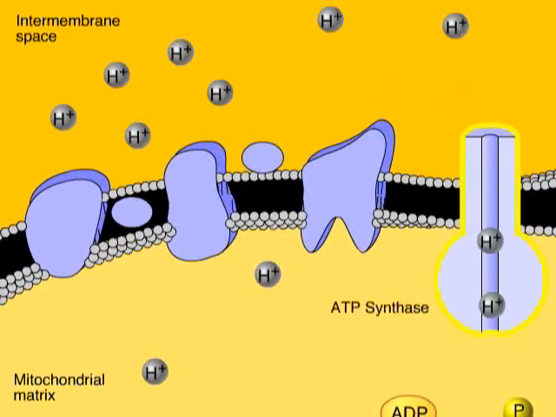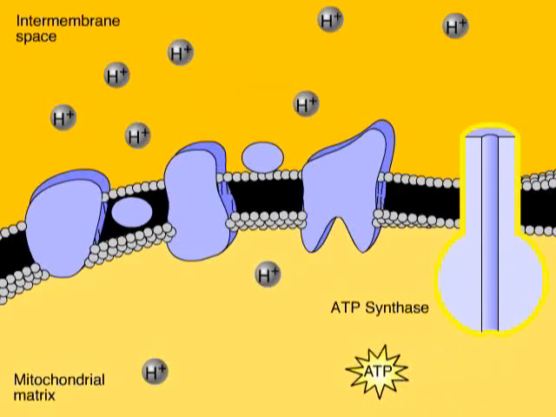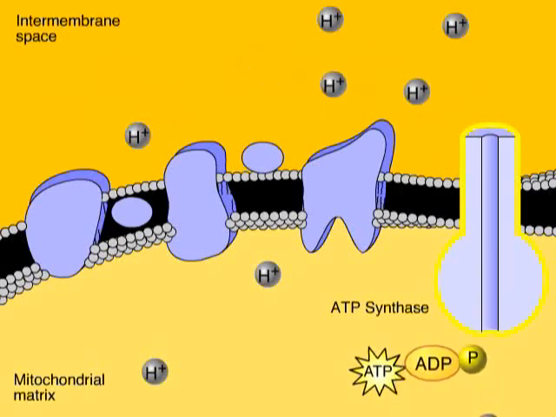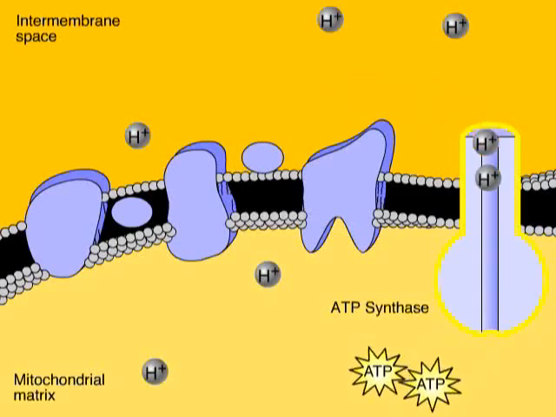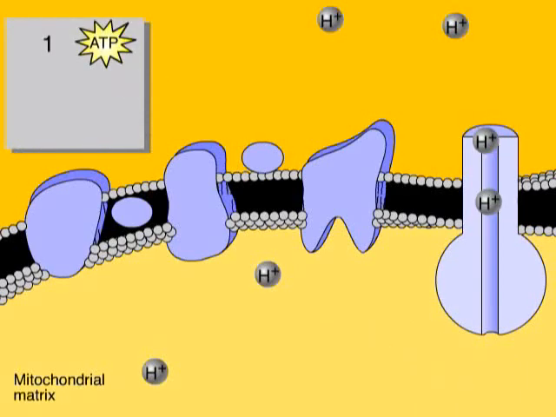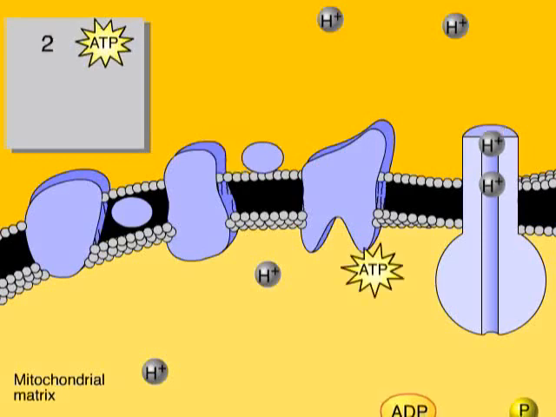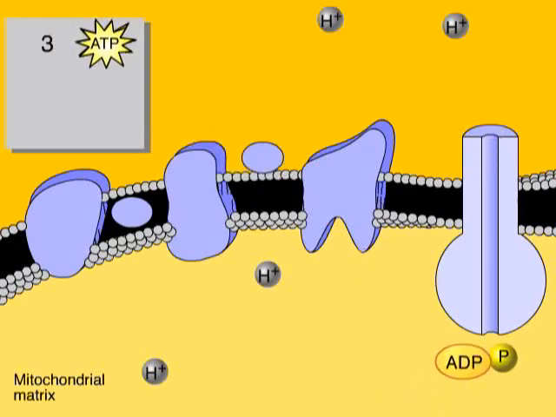As hydrogen ions flow down their concentration gradient, ATP synthase captures their energy to make ATP. This mode of ATP production is called oxidative phosphorylation because it is powered by the transfer of electrons to oxygen. Under normal conditions, almost all the ATP produced in the process of cellular respiration is manufactured by electron transport and oxidative phosphorylation, about 34 ATPs for every glucose consumed.